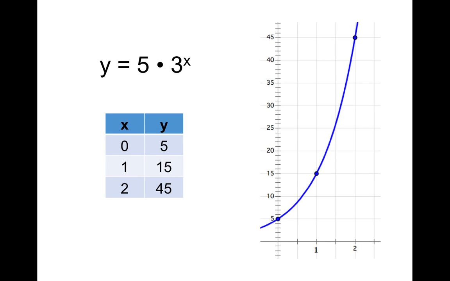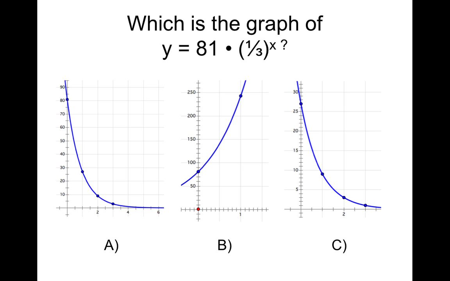The graph of an exponential growth equation looks something like this. When x is 0, y is 5. Every time x increases by 1, y is multiplied by 3. So we go up to 15, and then when x is 2, we'll multiply by another 3, go up to 45. So this was our decay equation, 81 times 1/3 to the x. Every time x increases by 1, y decreases by a factor of 1/3. Which graph do you think corresponds with this equation?